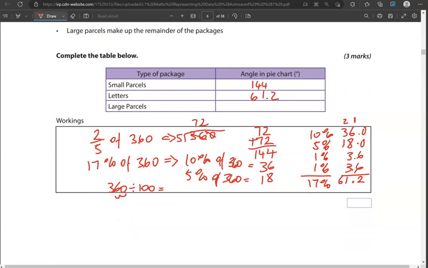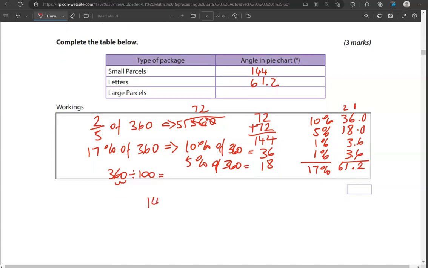So we're going to add 144 and 61.2, which is 205.2. We're going to take it away from 360.